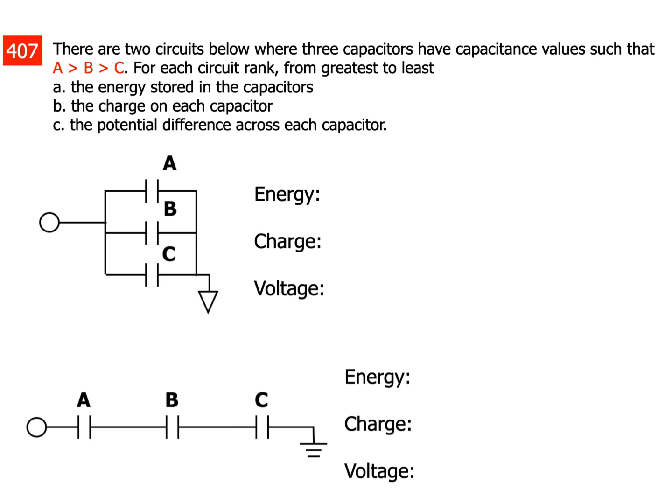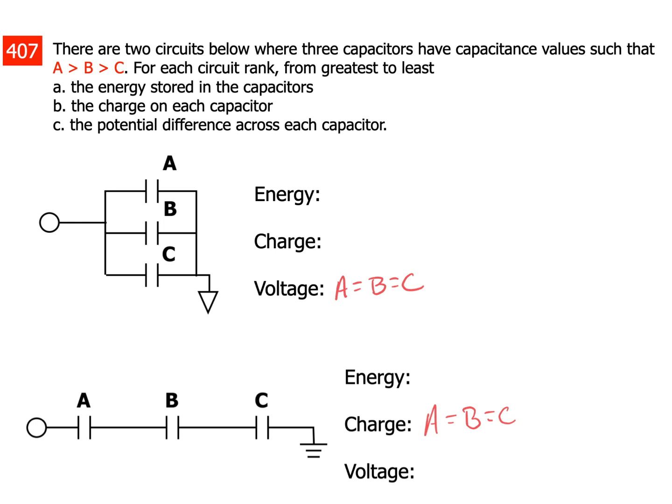I know in parallel that A is going to equal B, which is going to equal C, because the voltage potential difference is going to be the same. I know that in series, the charge is going to be the same for each one. So A is equal to B, which is equal to C.